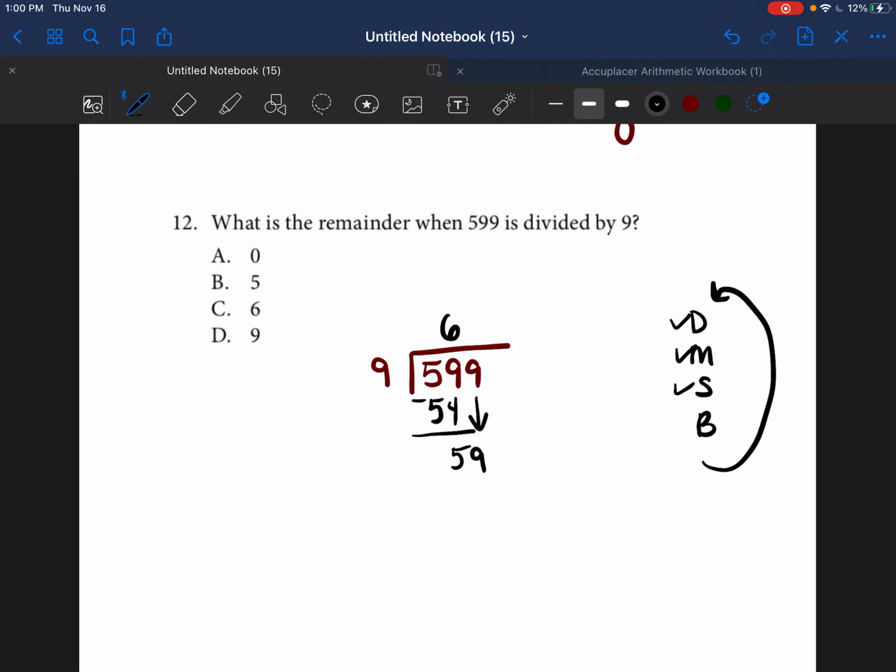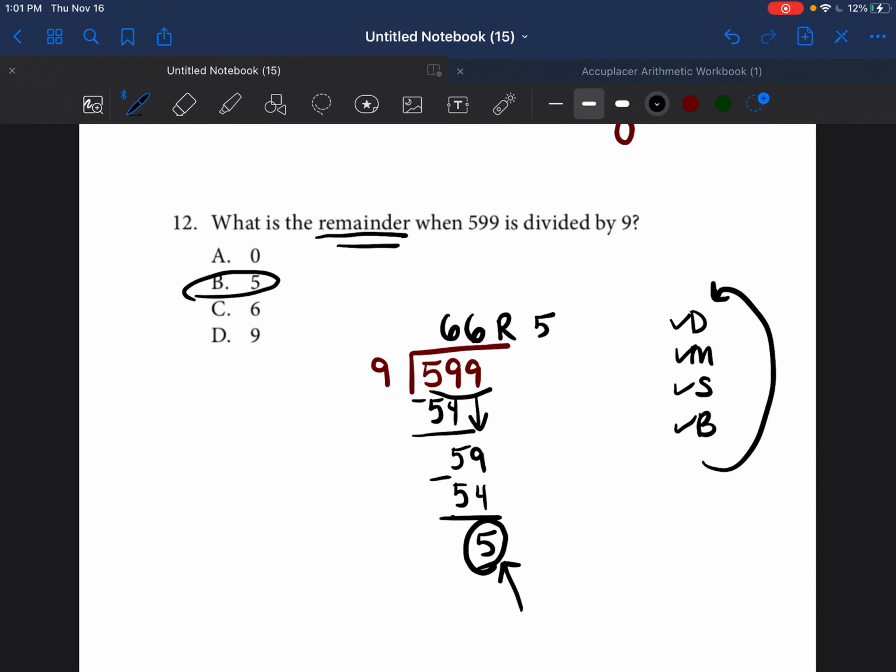Okay, so 9 goes into 59. Again, it goes in 6 times. So 9 times 6 is 54. Then we subtract, which is 5. And there's no more numbers to bring down. Because this is asking for a remainder, we're not going to add zeros. We want to know what is remaining after we've done all the numbers here. What are you left with? This is the remainder. So it'll be remainder 5. So when they ask us, what is the remainder when 599 is divided by 9? The answer is going to be B.